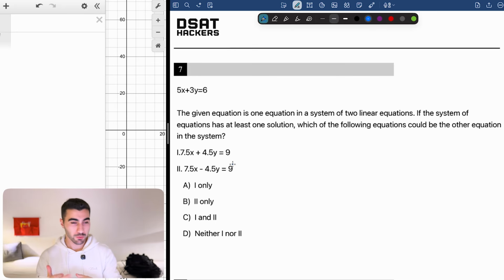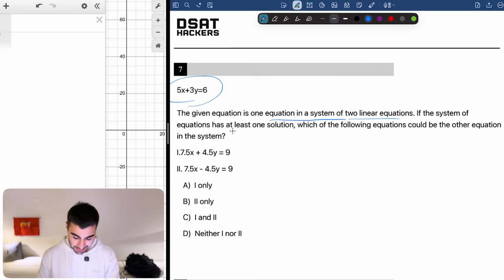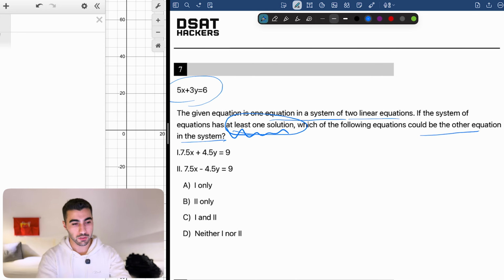All right, next question is a Desmos one. So in this one, we have an equation given. The given equation is one equation in a system of two linear equations. The system has at least one solution. Which of the following equations could be the other equation in the system? Let's check the choices. So we have 5x plus 3y equals 6. For this one, just plug it into Desmos, okay? 5x plus 3y equals 6.